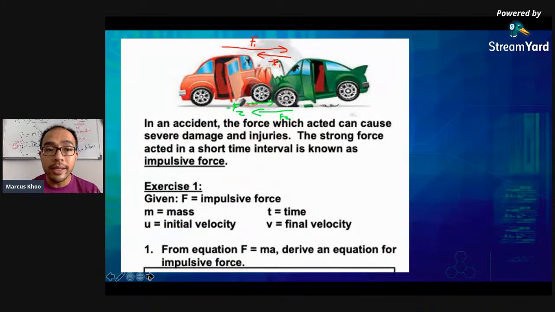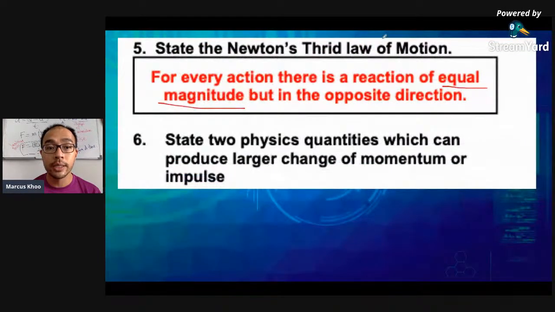So we call these two forces, I think our textbook tells us, one is an action and one is a reaction. And this all has to do with impulsive force.